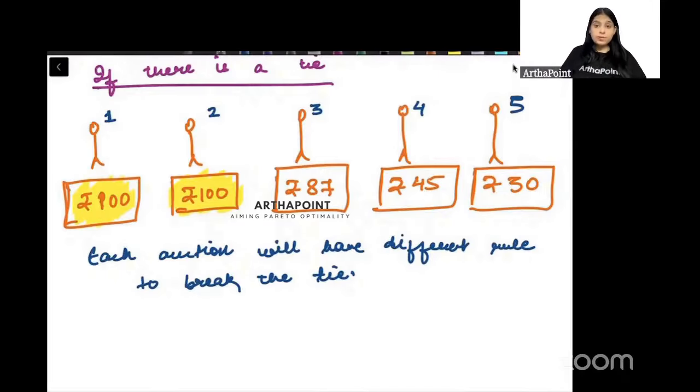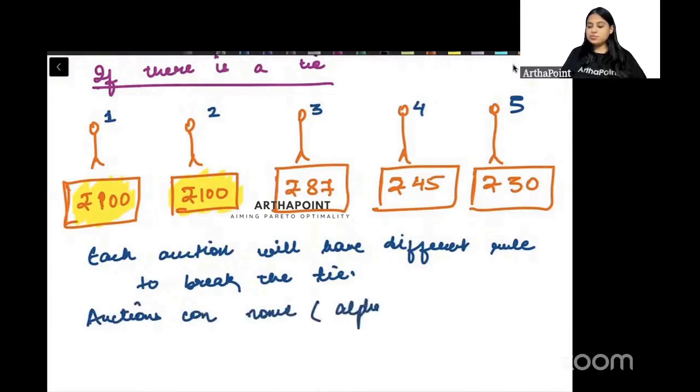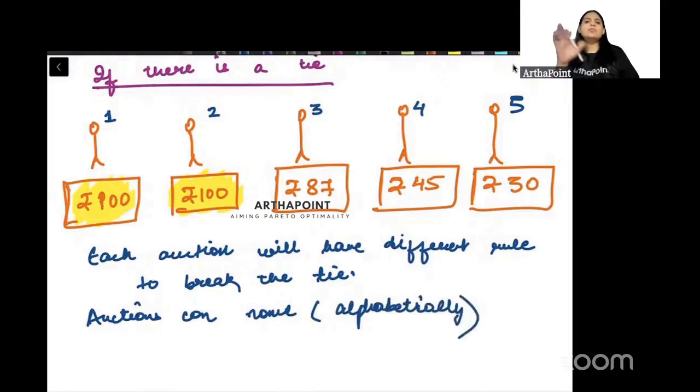It can also be that auctions check your name and assign alphabetically. Okay, both of you have a tie. Your name starts with A and your name starts with B, so I am going to give it to the person whose name starts with A. Anything can happen. We can give it to only one person. There is just one painting, so I cannot divide the painting into 2 parts. So I need to make some tie-breaking rule.